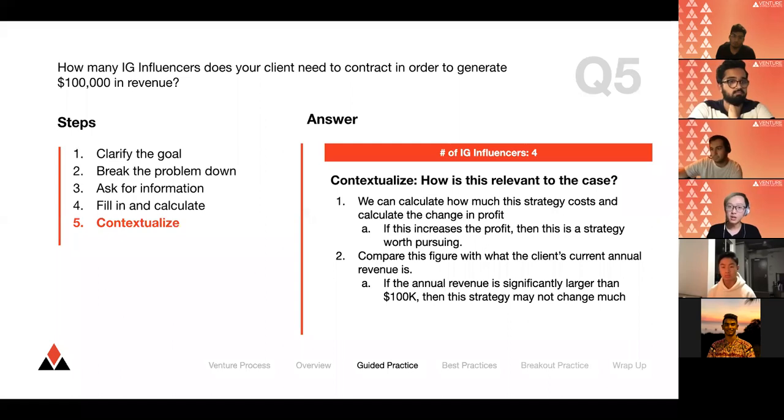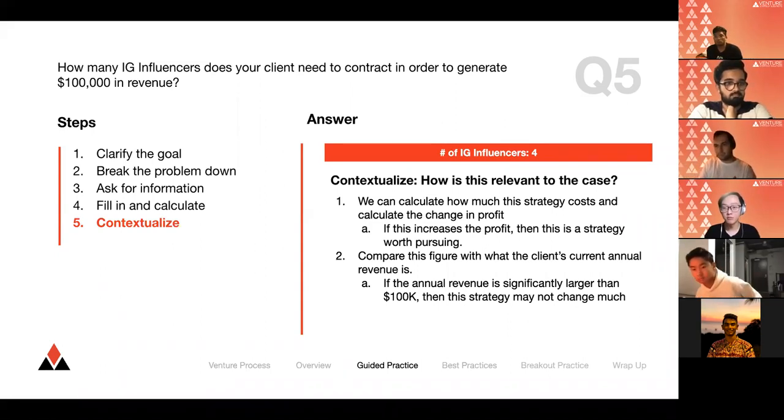One is we can calculate how much the strategy would cost and see if revenues indeed are more than costs, so that we're actually increasing profit. Number 2 is we might figure out if this 100K revenue number is significant enough, right? If the client's current annual revenue is 100 million, 100K is not going to do anything. It's 0.1% of 100 million. Then the strategy shouldn't even be considered because it's such a small impact.